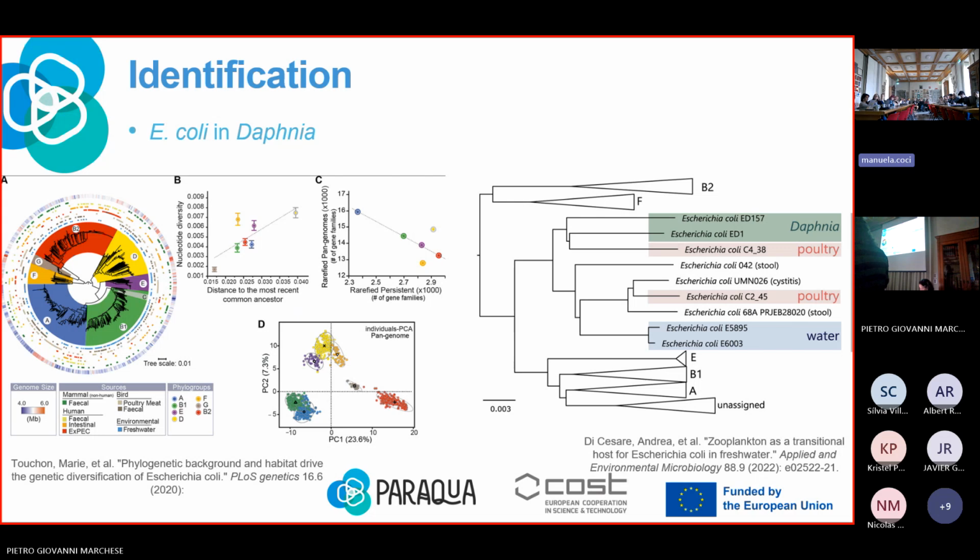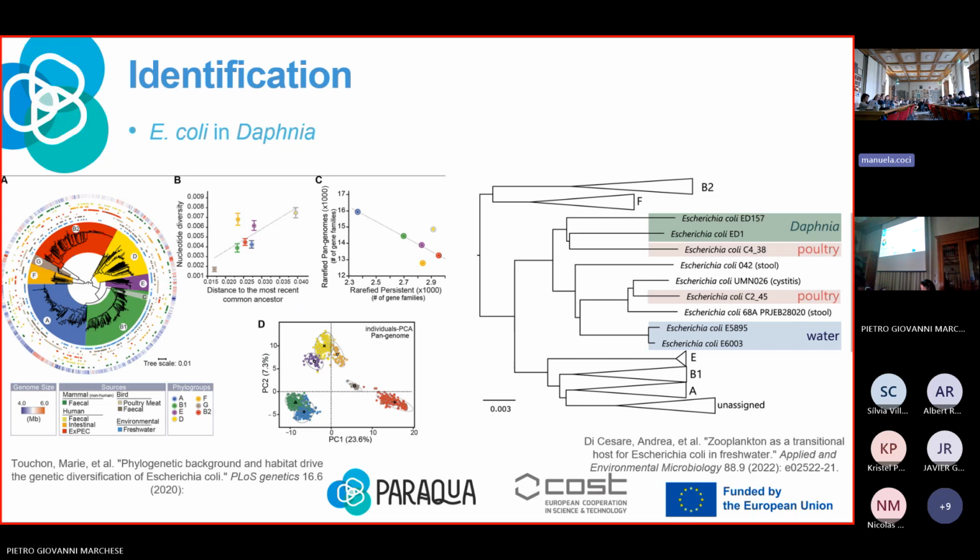And we saw that actually our E. coli are not related to normal water E. coli, but they are related to E. coli that were isolated from poultry meat, that are also quite close to other stool samples and so on. So in fact, probably the E. coli that we found with Daphnia were somehow a contamination that came in there and not an enrichment of water E. coli.